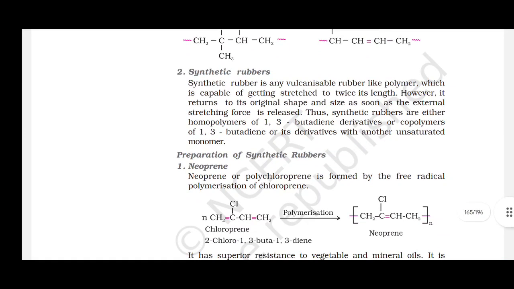Next, synthetic rubbers. Synthetic rubber is any vulcanizable rubber like polymer which is capable of getting stretched to twice its length. However, it returns to its original shape and size as soon as the external stretching force is released. Thus, synthetic rubbers are either homopolymers of 1,3-butadiene, derivatives or copolymers of 1,3-butadiene, or its derivatives with another unsaturated monomer.